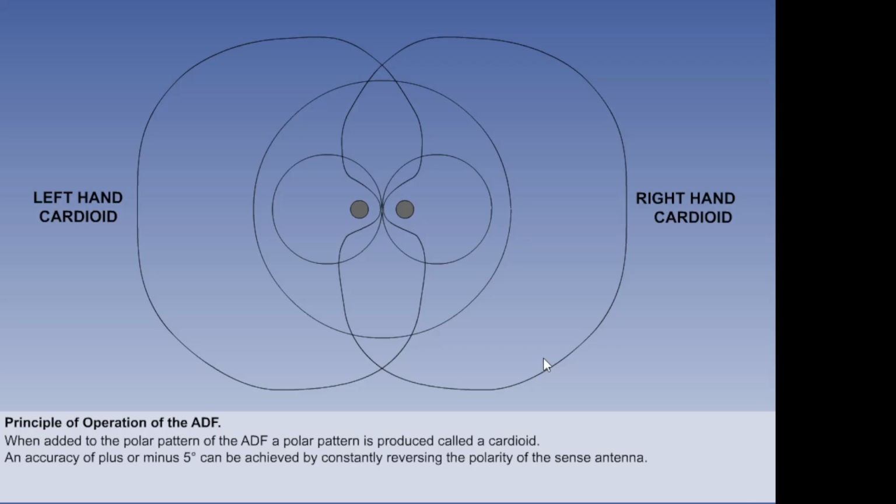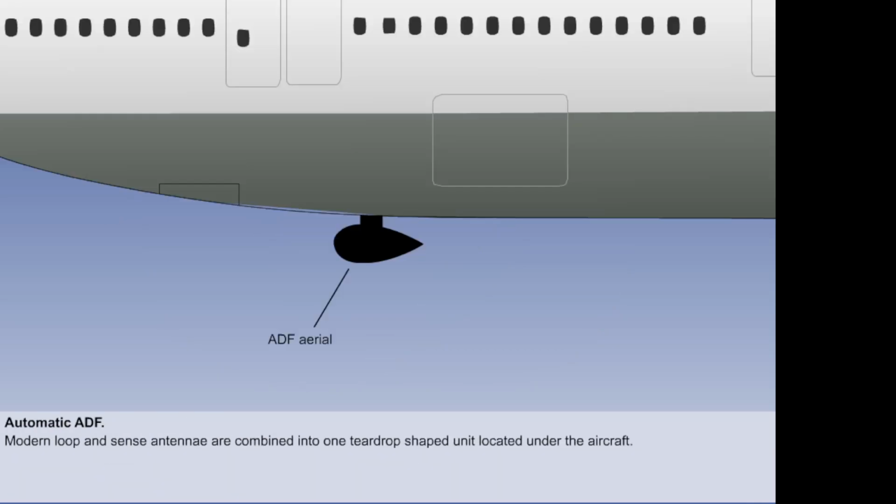The signal accuracy can be further increased to that required by ICAO, namely plus or minus 5 degrees, by reversing the polarity of the sense antenna to produce a right-hand cardioid, and then switching between the two about 120 times a second. Because it is impractical to have a movable loop antenna on modern aircraft, current versions of the ADF combine both loop and sense antenna within a teardrop-shaped housing, mounted as near as possible to the center line of the aircraft.